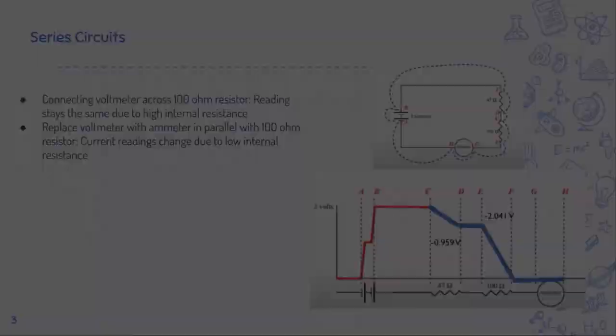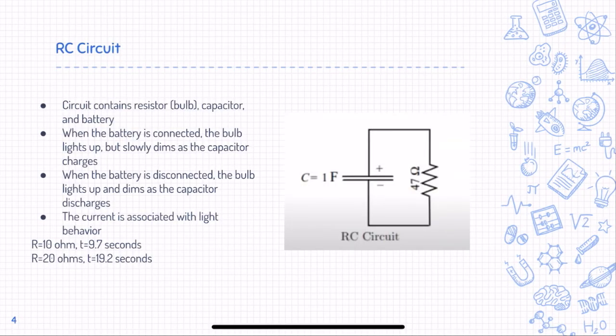Next, we set up an RC circuit, and the circuit contained a resistor, capacitor, and battery. So when the battery was connected, the bulb lit up but slowly dimmed as the capacitor charged. And then when the battery was disconnected, the bulb lit up and dimmed as the capacitor discharged. So the current is associated with the light behavior.